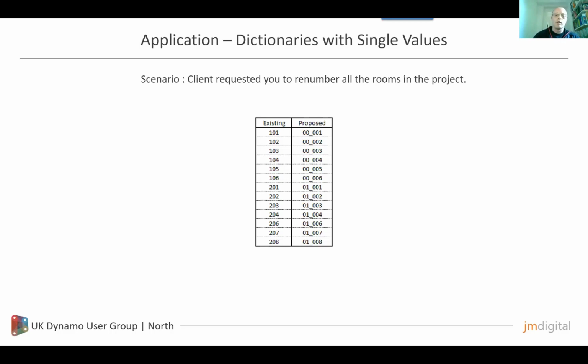So what we've done here is we've sent a spreadsheet to the client and said, fill in whatever room numbers you would like against the existing room numbers. So the existing room number 101 wants to become 00_001. Those existing numbers are going to become our keys in our dictionary, and the proposed room numbers are going to become our values in the dictionary.